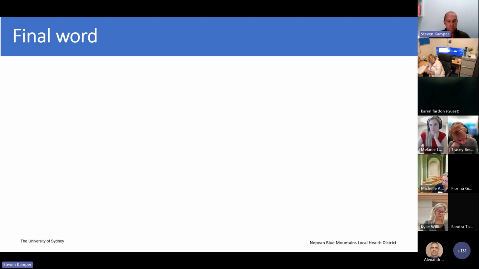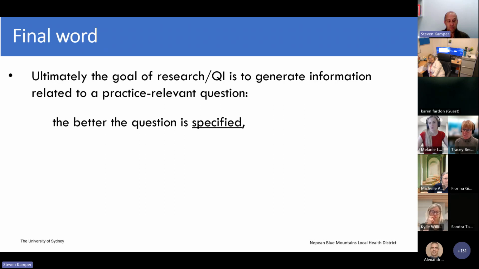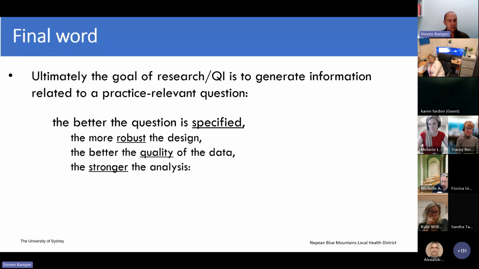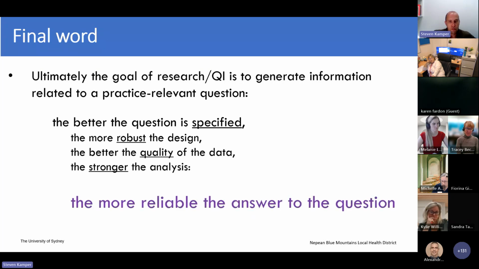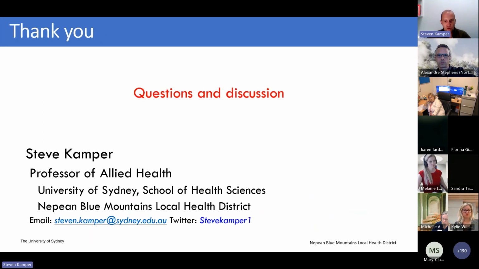All right, so just finishing up. As I mentioned, my departure point is that research or QI is just about generating information that's relevant to a practice-related question. So the better the question is specified, the more robust the design, the better the quality of the data, the stronger the analysis, and the more reliable the answer to the question. All of this flows from having a question which is doing its job, and it needs to have those important features that I mentioned previously. So that's all I have.